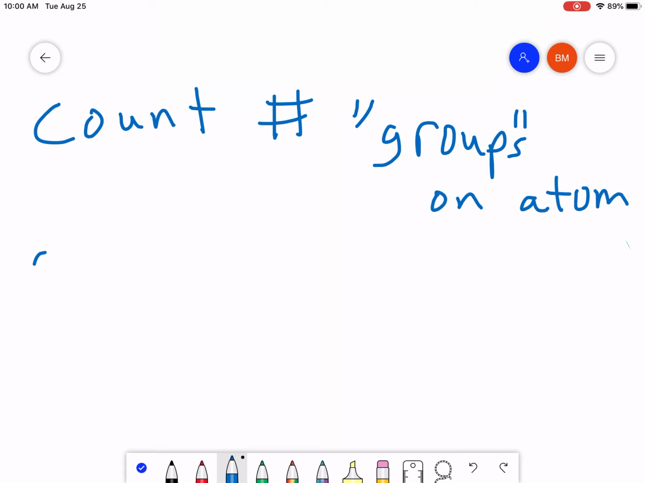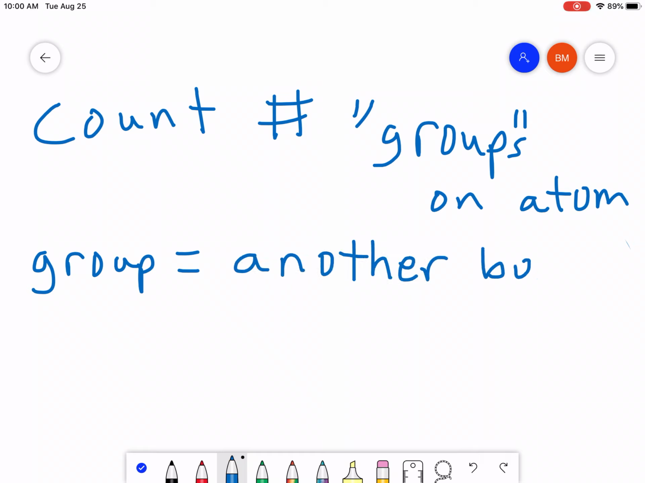Okay? A group, just to tell you what a group is, it's not a Z, it should be an equal sign. Either another bonded atom or an unshared electron pair.